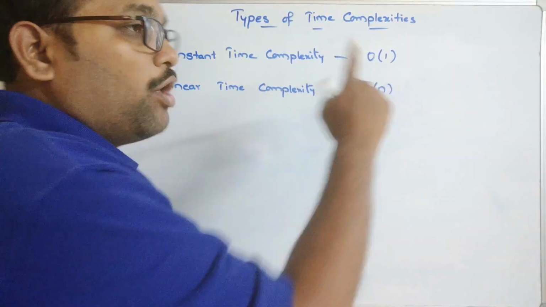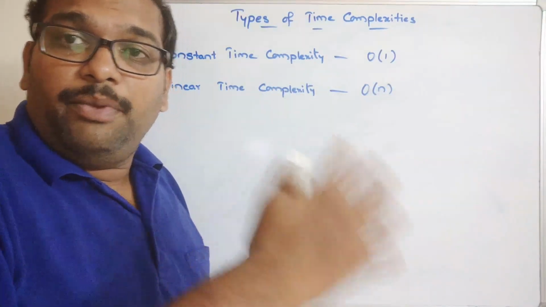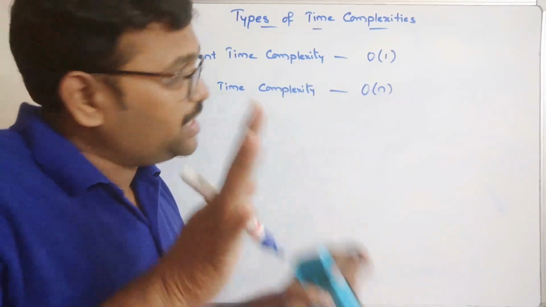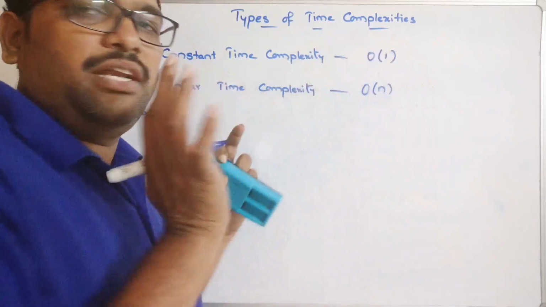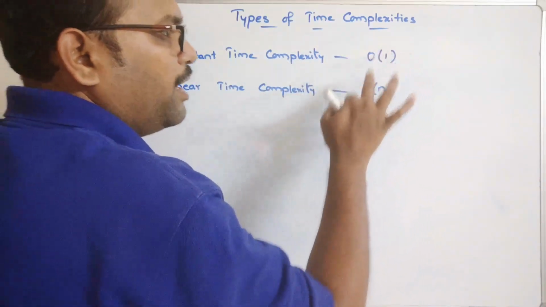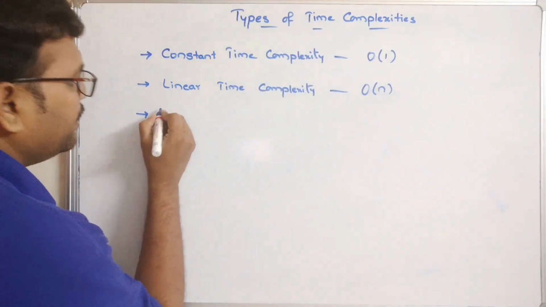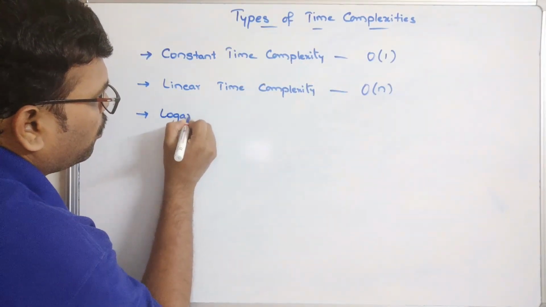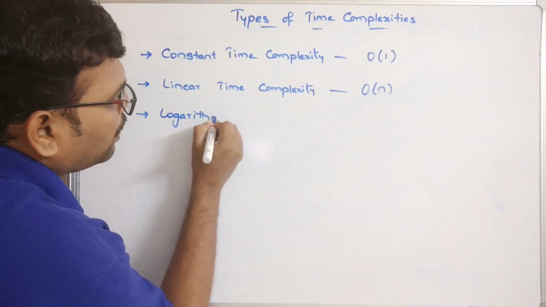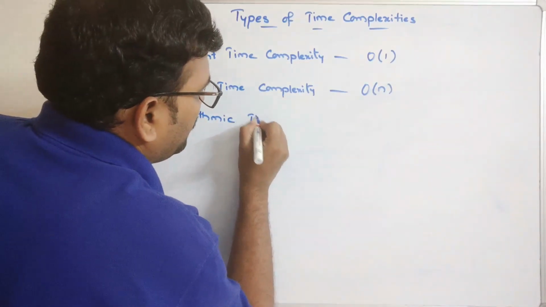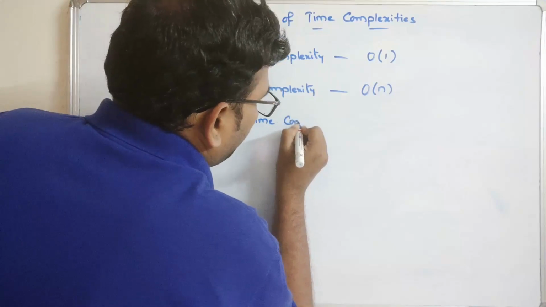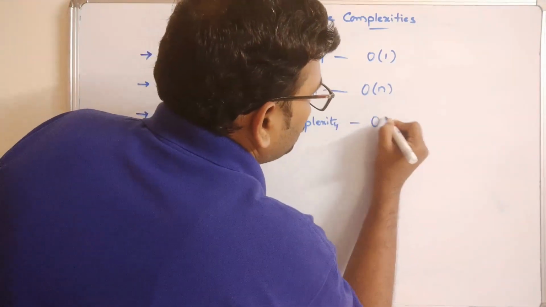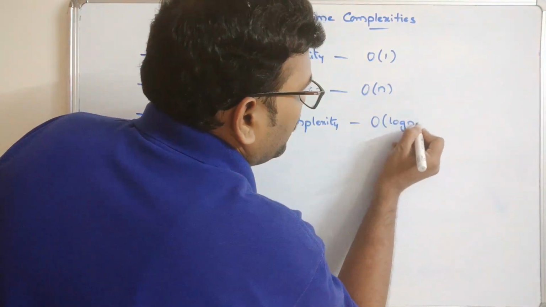So we will see this order. What is the order, right? So there will be different asymptotic notations. So that we will discuss in our further session. Just you can observe the denotations. Okay. Next, logarithmic time complexity, which is denoted as order of log n.